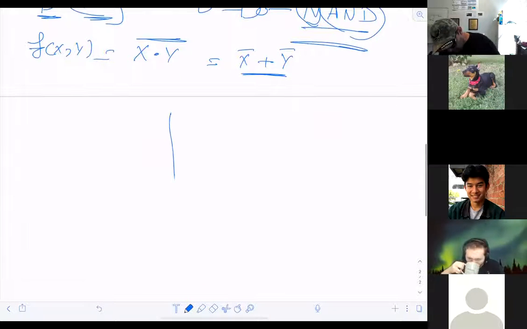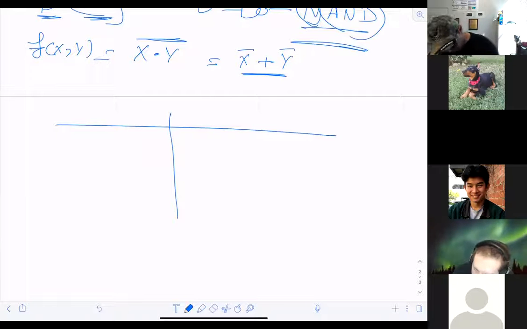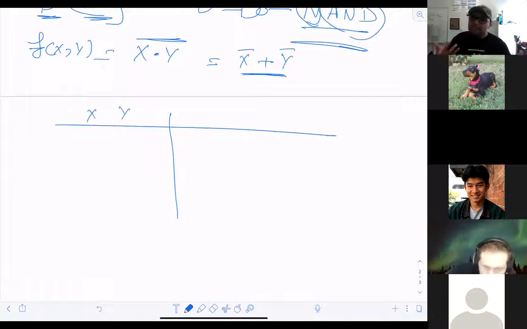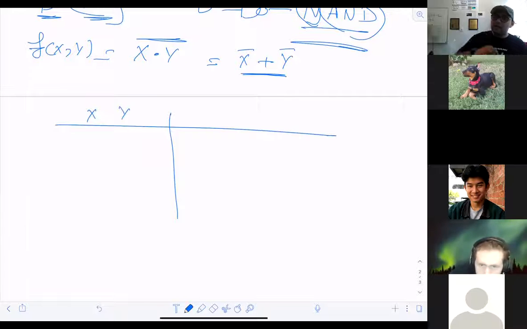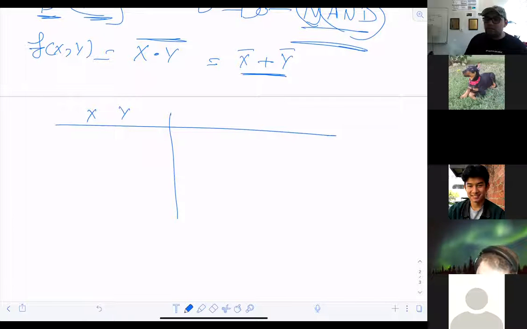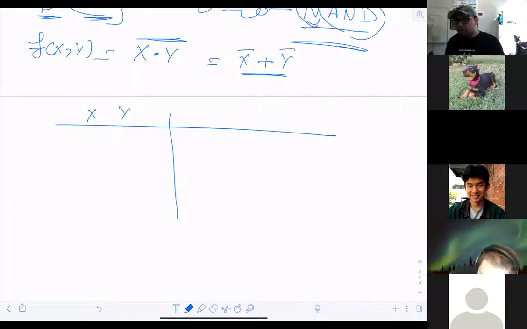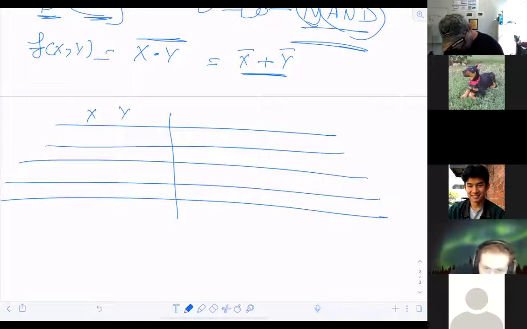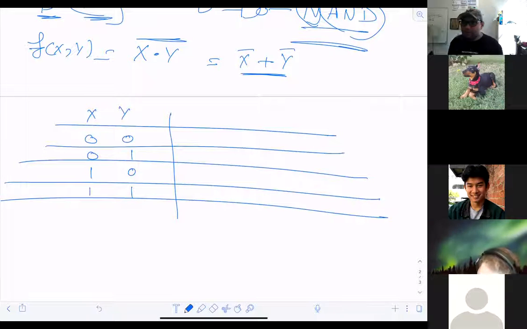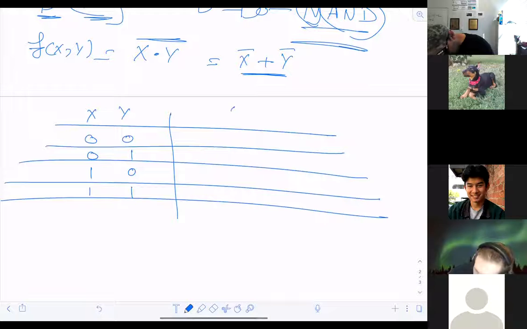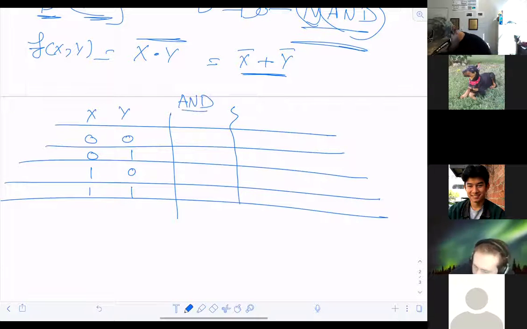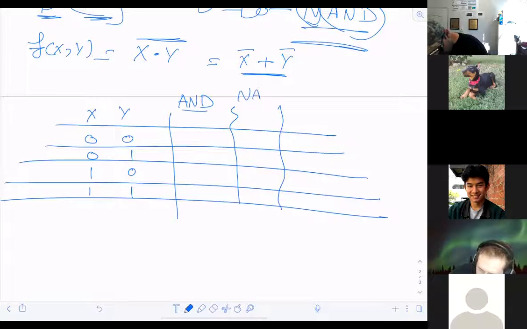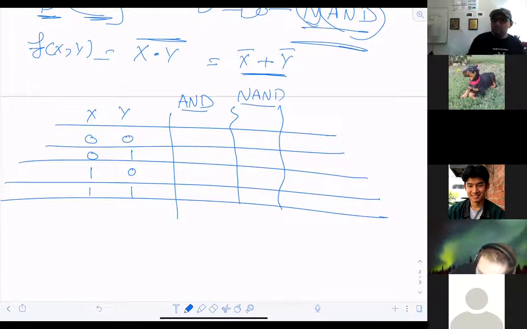So I'm going to make a big table like this. Input wise it is X and Y. Since I have two input variables, how many states do I need to cover this table? Four states, right? Because 2 to the power of the number of inputs. So 1, 2, 3, 4. 0, 1, 0, 1 and 0, 0, 1, 1. You guys agree? Now I'm going to make new outputs here, and I call this the AND output, and here the NAND output.